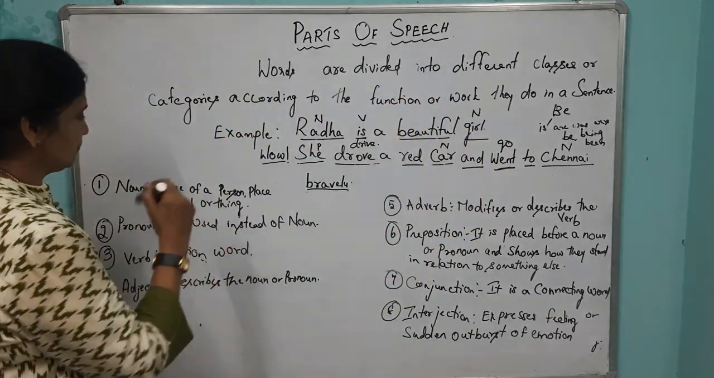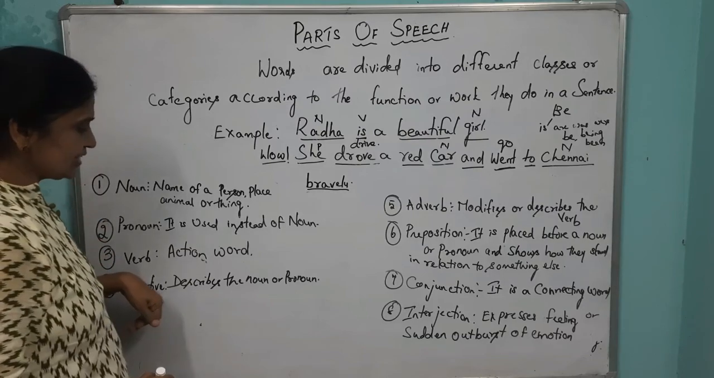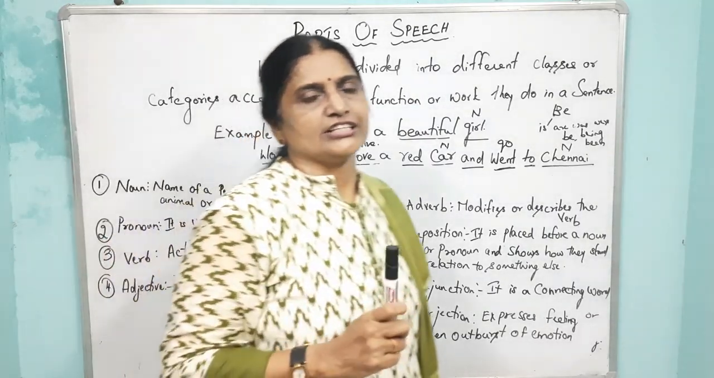So now you understood what a noun is, what a pronoun is, and what a verb is. Now the next one is adjective. What is adjective?